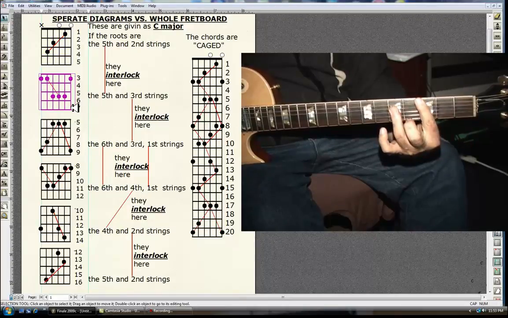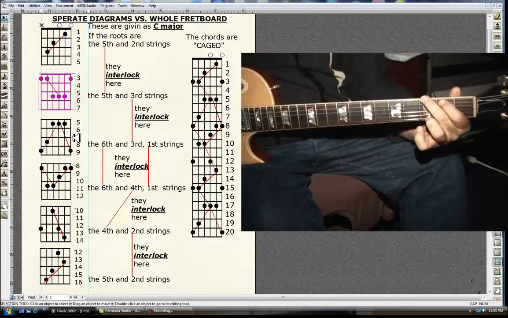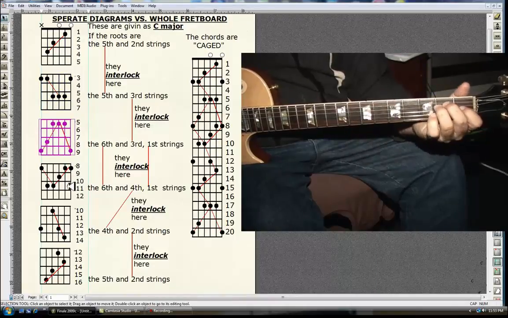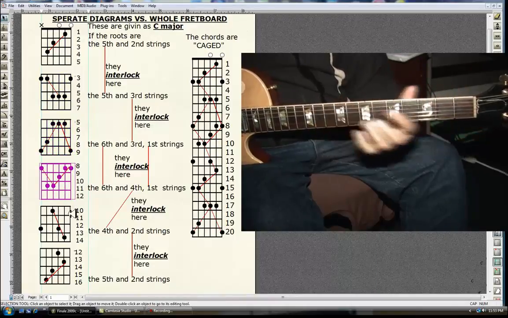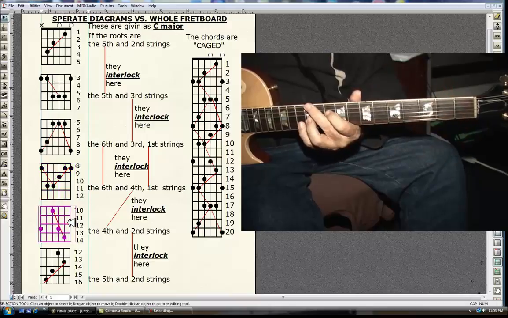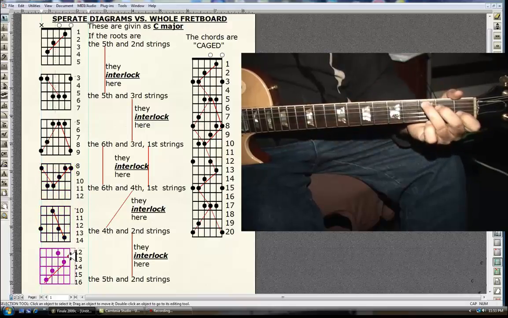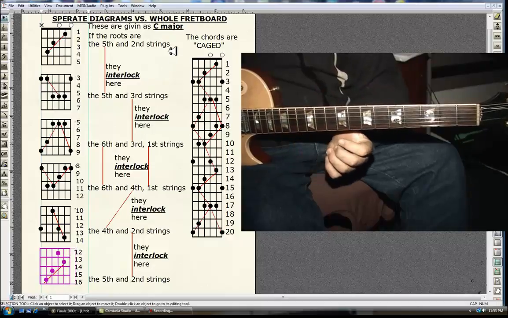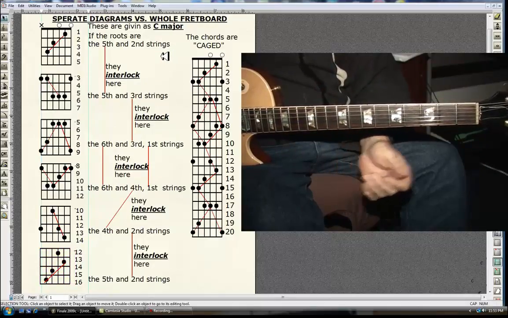Now here it is as a bar chord moved to the 3rd fret. I showed you a G chord. Here it is barred at the 5th fret. I showed you an E chord. Here it is barred at the 8th fret. And I showed you a D chord, and here it is made at the 10th fret. And then finally back up at the 12th fret, we arrive at our C chord again. There's a little trick that goes on with this.